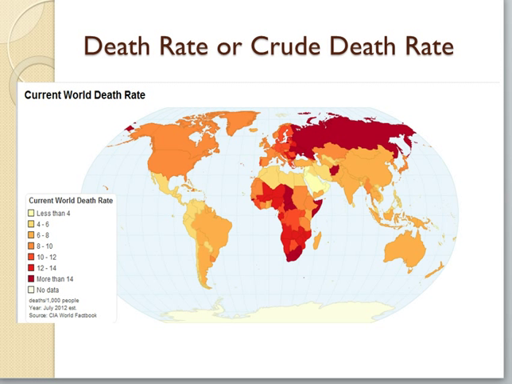This is the crude death rate. And again, you can see sub-Saharan Africa still has a much higher crude death rate than other countries in the world. But Mexico has a lower crude death rate than the United States and Canada. And again, this is probably directly related to lifestyle differences in the U.S. and Canada as opposed to Mexico.